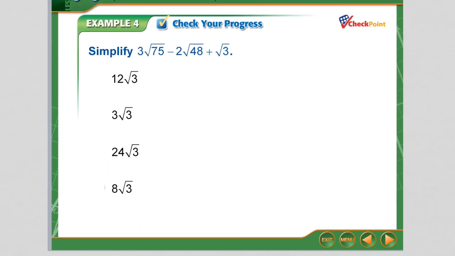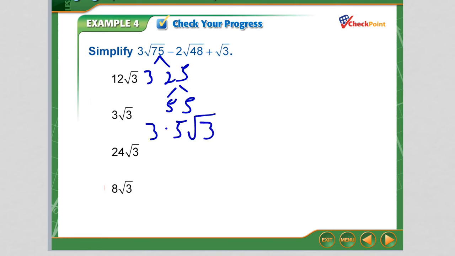I want you to see what you can do here. Okay, remember, first thing we do is we need to simplify. So the 75 is 3 times 25. Then the 25 breaks down into 5 and 5. We have the 3 from the original problem times 5. That's our pair. And then our 3 that's left over. Then we need to break down the 48, which is a 6 and 8.